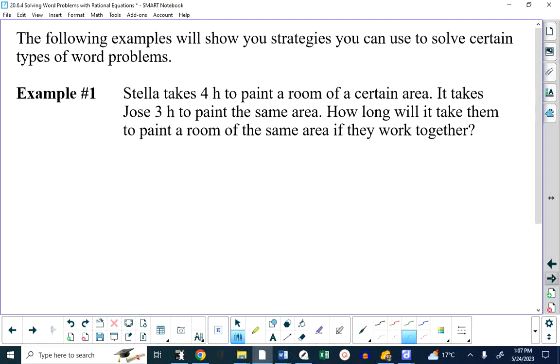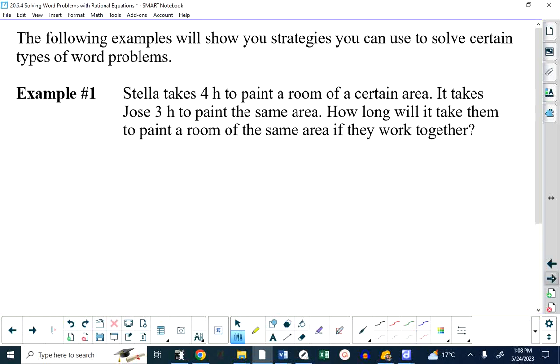And this is a difficult question, and tomorrow I will show you a shortcut to it. But what some people believe, and with a bit of thought you can see that it's not going to make sense, is you just average those times. Right? I mean, that's a strategy that you might think is valuable, but what's the average of 3 and 4? Well, 3.5 hours. That doesn't make any sense, because Jose can paint the room in only 3 hours. So why should it take longer if Stella's helping out?